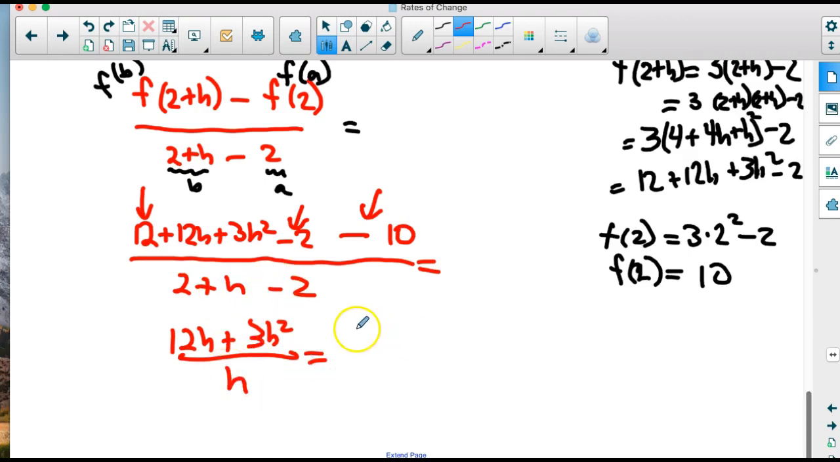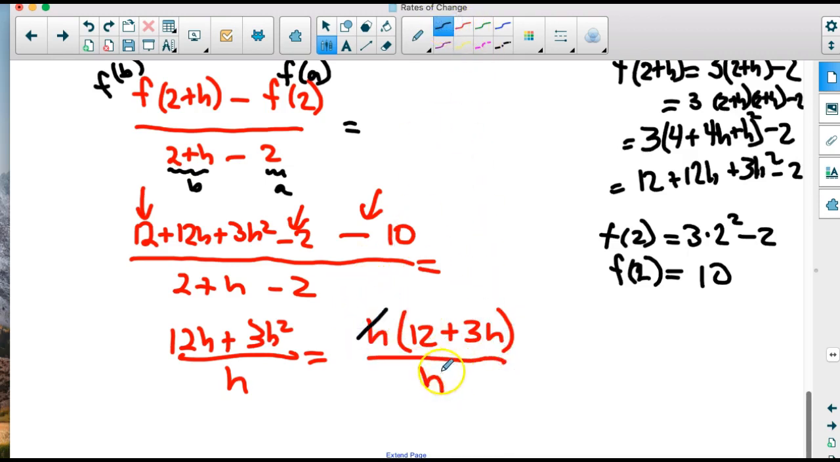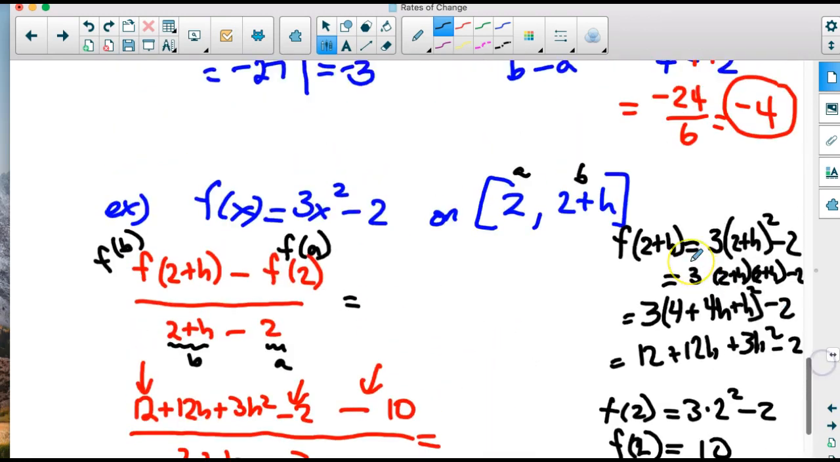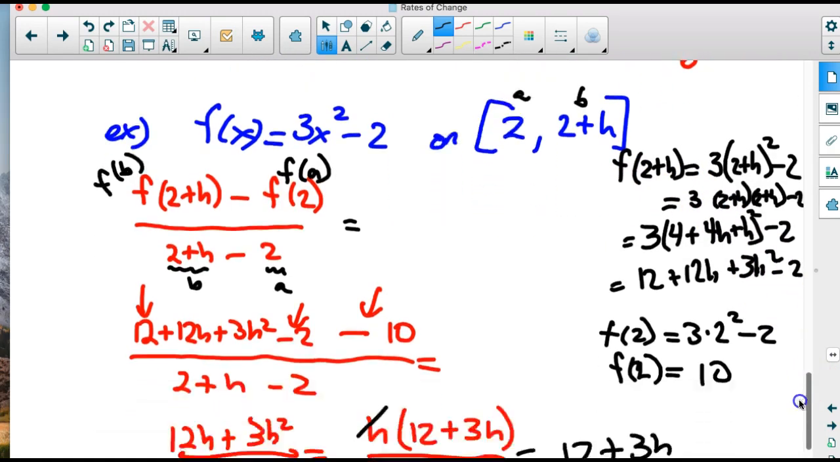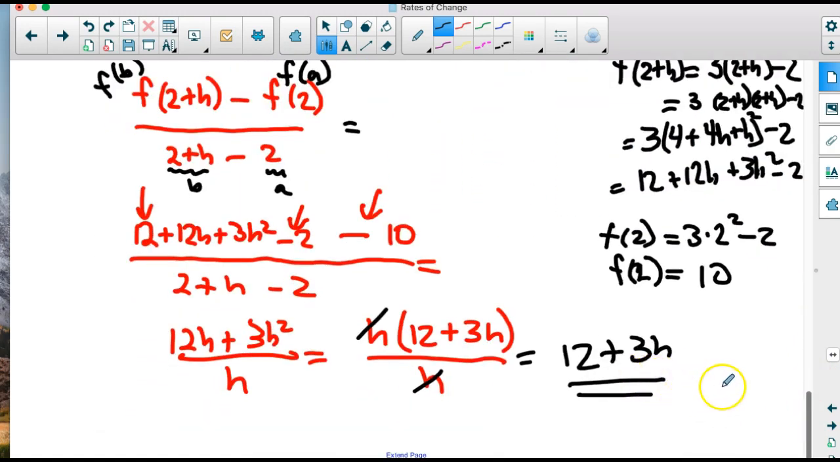Now we can factor out an h on the top to reduce even more. Or we can think of dividing that h out so that we can reduce the h's from the numerator and denominator. So our answer here is 12 plus 3h. So their average rate of change is 12 plus 3 times the h value. We don't know what the h value is here. It could be any value added onto 2 or subtracted. But we now know the average rate of change based upon that h value.